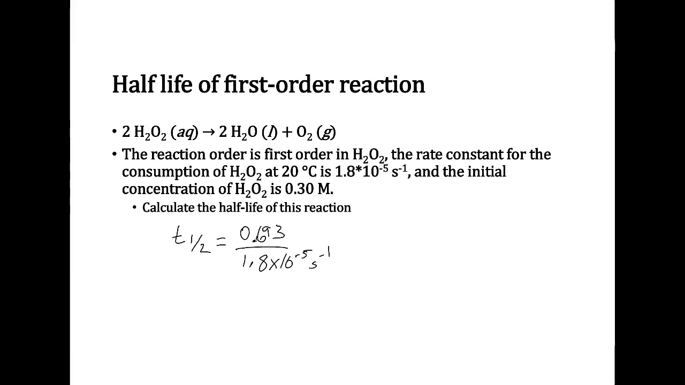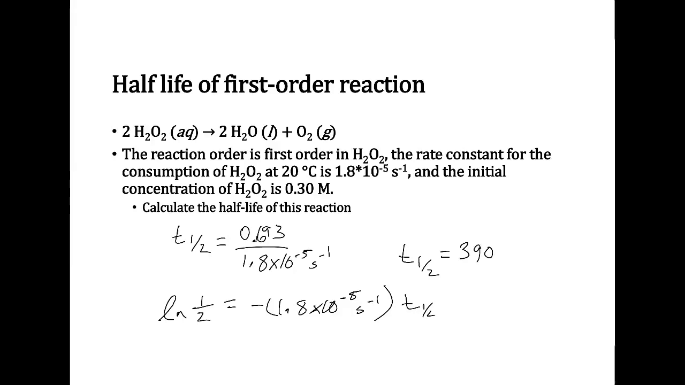Or if you're like me and you don't want to memorize that equation, you just put the natural log of 1 over 2, and that'll give you negative k times t half. These are both equivalent. It just depends on how you want to go through and solve it. And upon solving, what you should find is that your half-life here is equal to 39,000 seconds.